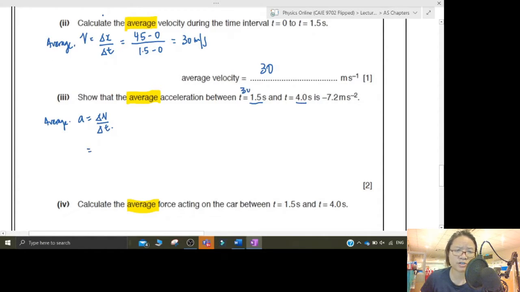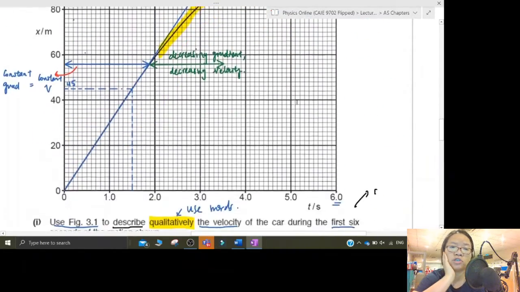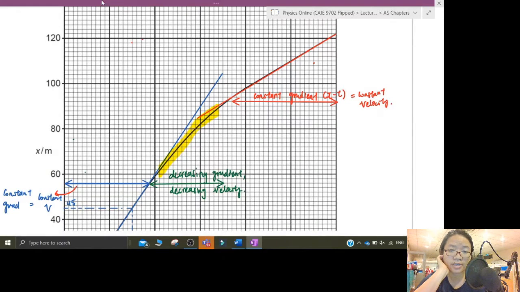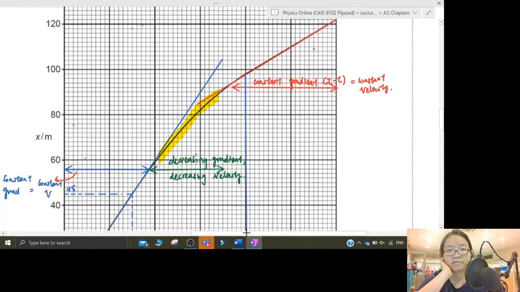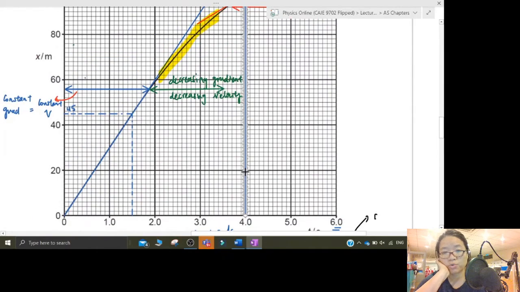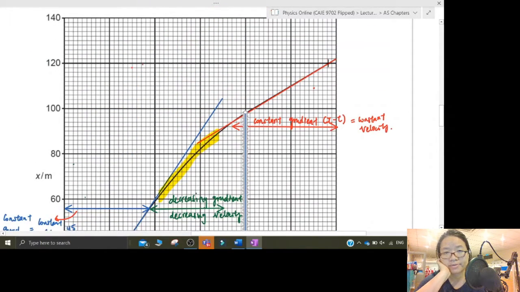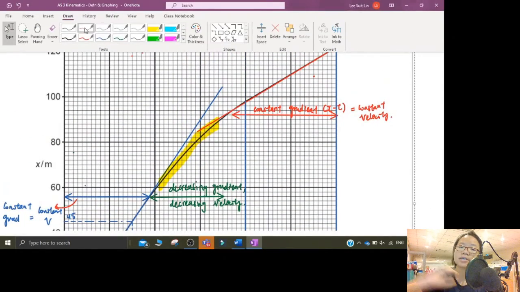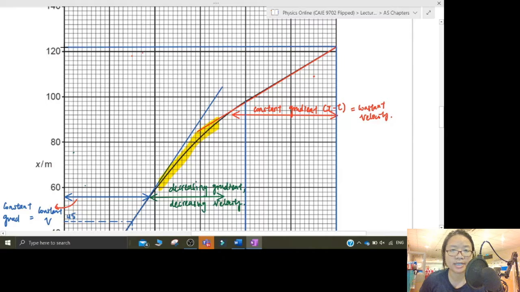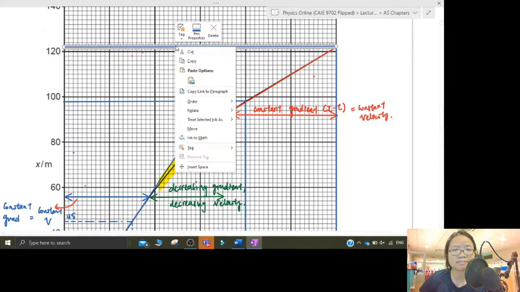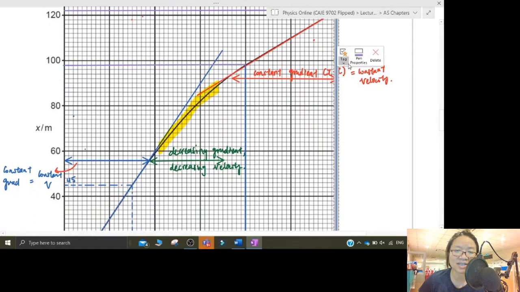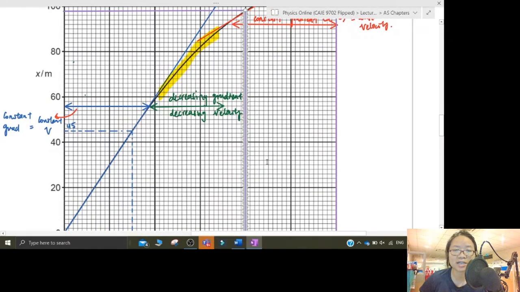So to find the average acceleration, I'll take the change in velocity over change in time. I know that in the beginning, the initial velocity is 30 meters per second. So I need to find the final velocity, which is the gradient of the red line. My friends, we can draw a triangle and take the rise divide by the run, the height divide by the base of the triangle. So what I normally do is I take the x and y coordinates, x1 y1 and x2 y2.